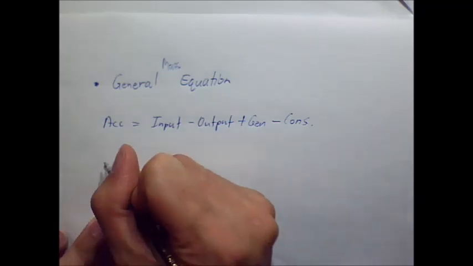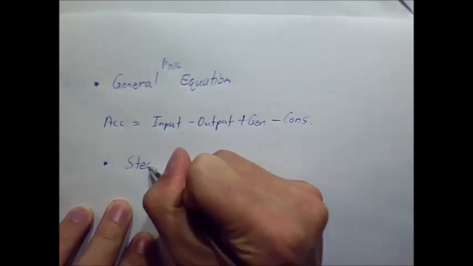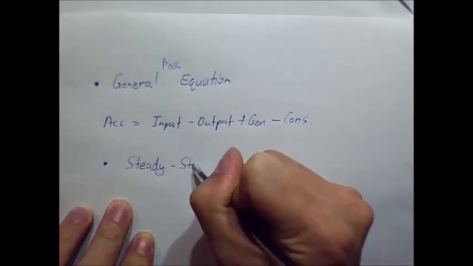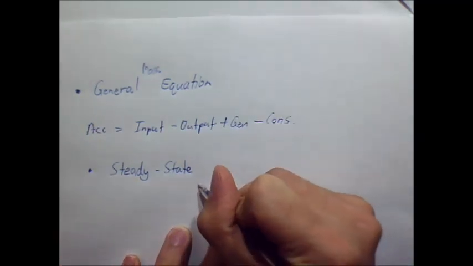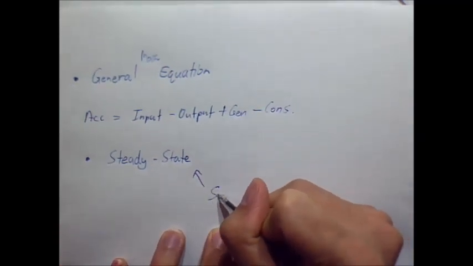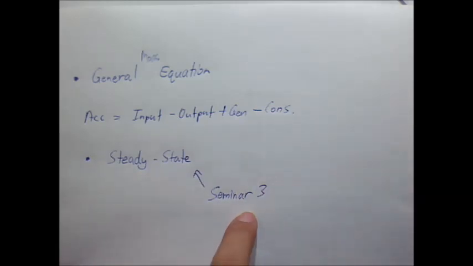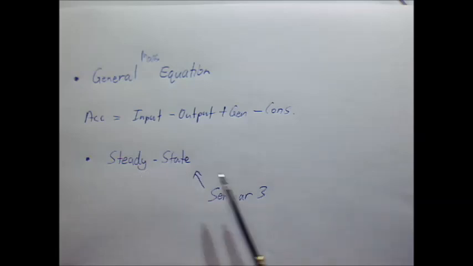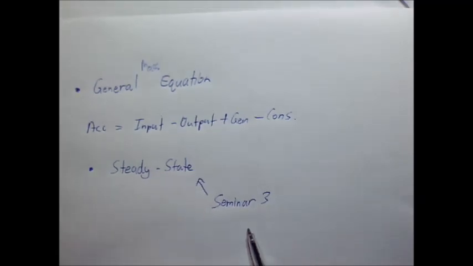The second piece of knowledge that you'll need is to understand terms such as steady state, which we'll be using in this exercise. Steady state was talked about during seminar 3, when we talked about batch and continuous processes and steady state versus non-steady or transient state processes. If you've forgotten where that comes from or what that means, have a look back at seminar 3, which is also on Blackboard.